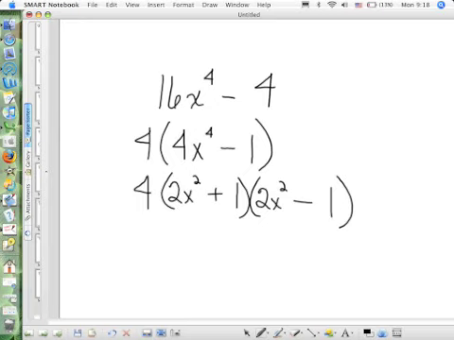Now here's where Nick's question came in. Here, x squared is a perfect square. 1 is a perfect square. They're being subtracted, but where's the problem? This 2 is not a perfect square. So this cannot be taken any further. That's your final answer. Those 3 factors are what you would put back together to get 16x to the 4th minus 4.